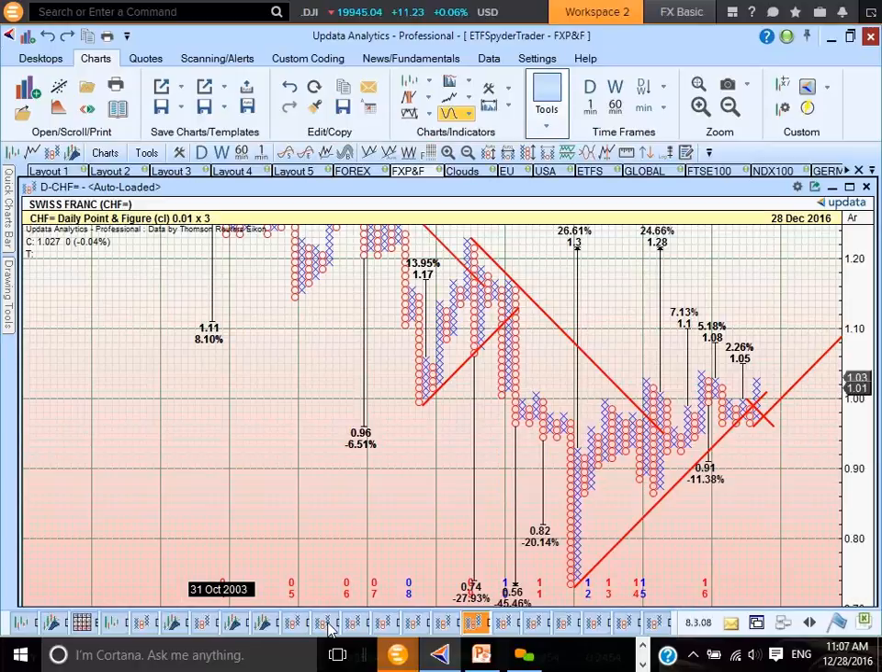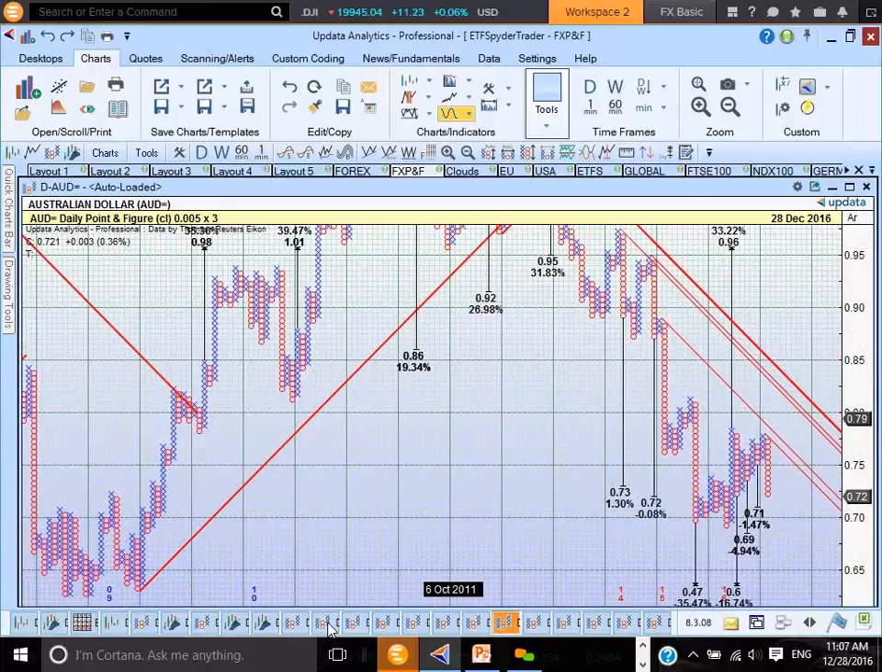Swiss franc, US dollar. Swiss franc, also the targets there, 105, 108. Note that we have an uptrend in place here as indicated by the 45-degree lines from a point and figure chart perspective. So watch out for 105 as the next key resistance area there. That's the next upside target.